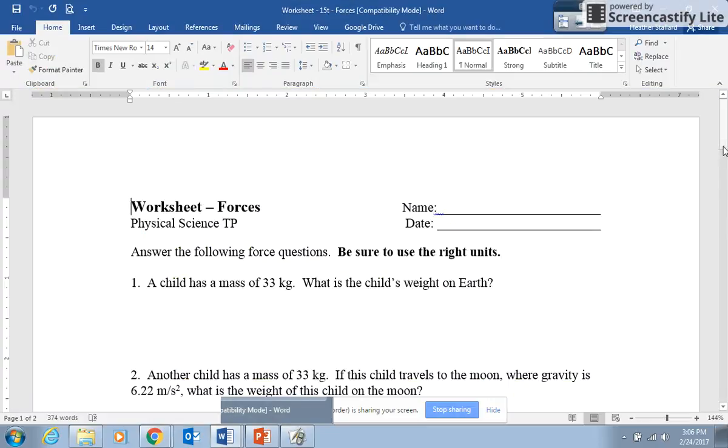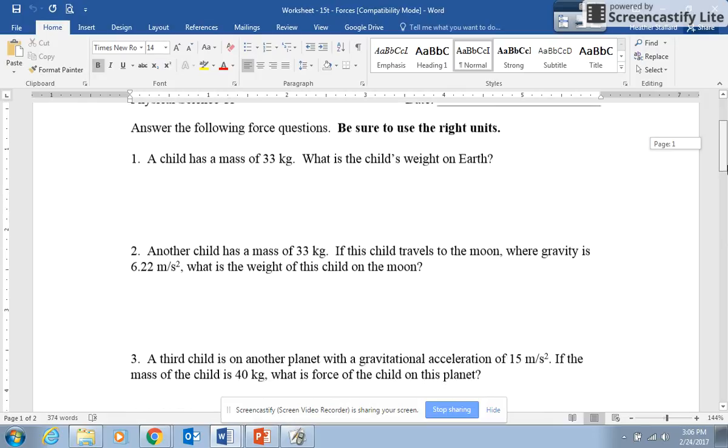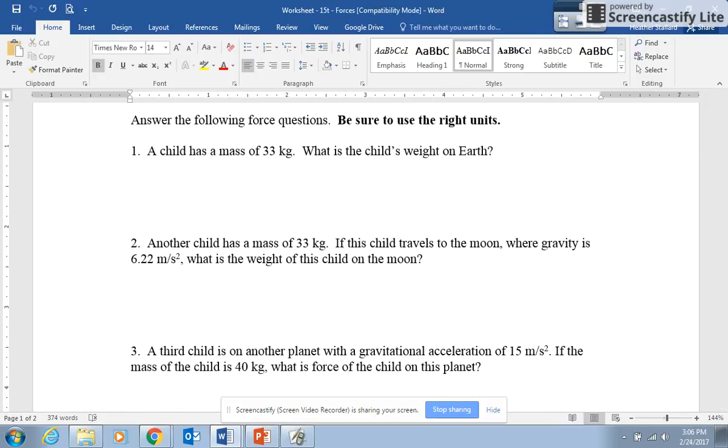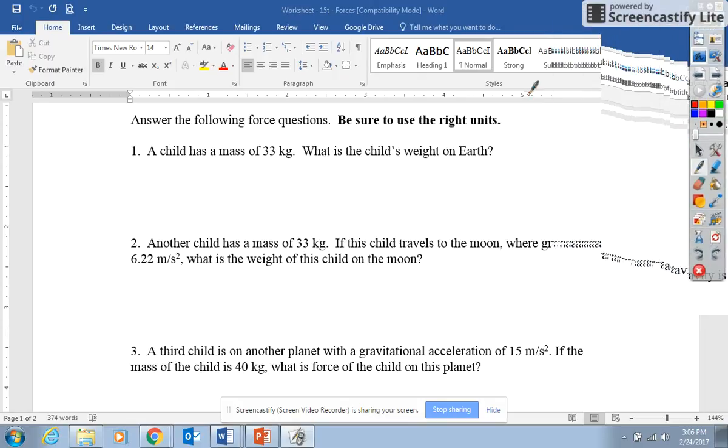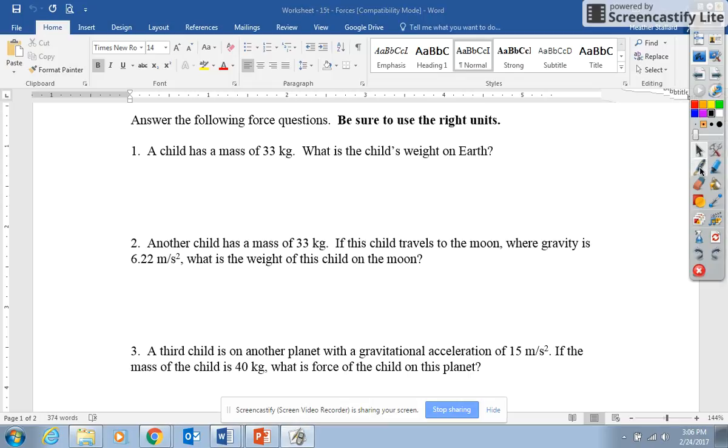Okay, so now I want to walk you through a couple of examples on these word problems. I'm just going to do a couple, and you guys are going to have to do the rest on your own. But I do want to make sure that you have a good understanding of what you are doing. So here we go. On this first one, it says that a child has a mass of 33 kilograms. What is the child's weight on Earth?